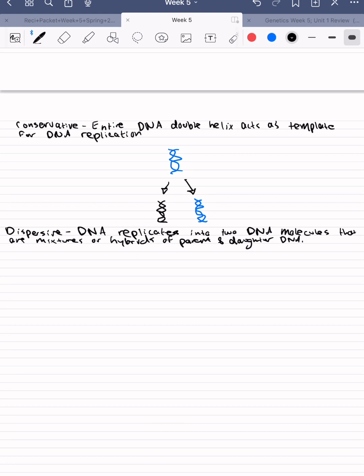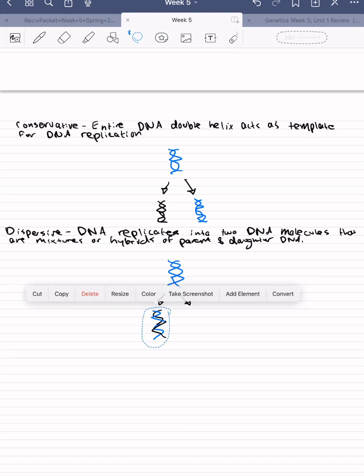So here we have a DNA double helix. It is going to replicate. So what we're going to end up with is two DNA molecules that look similar to this, in which it would just be kind of mixtures or hybrids of both parent and daughter DNA.